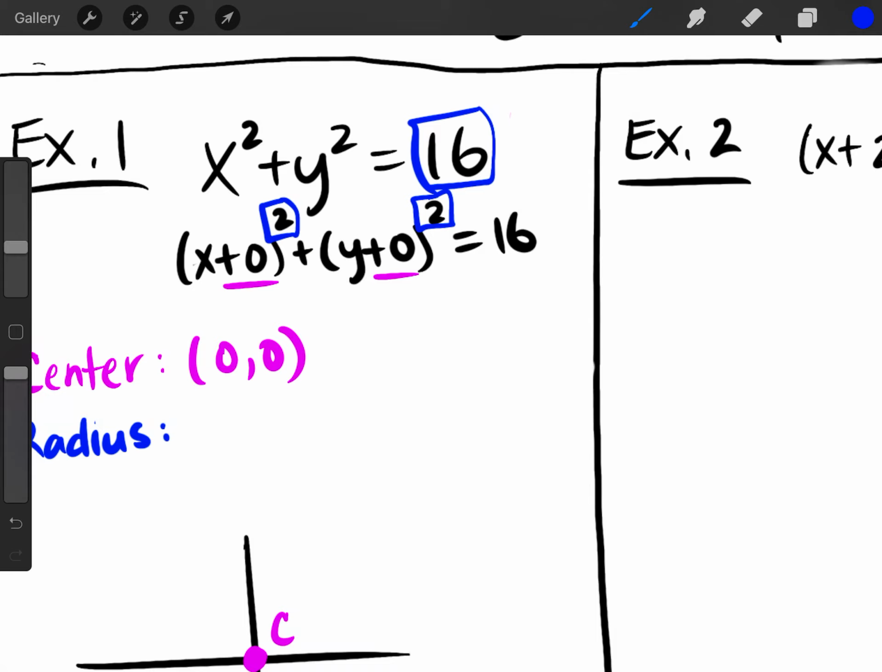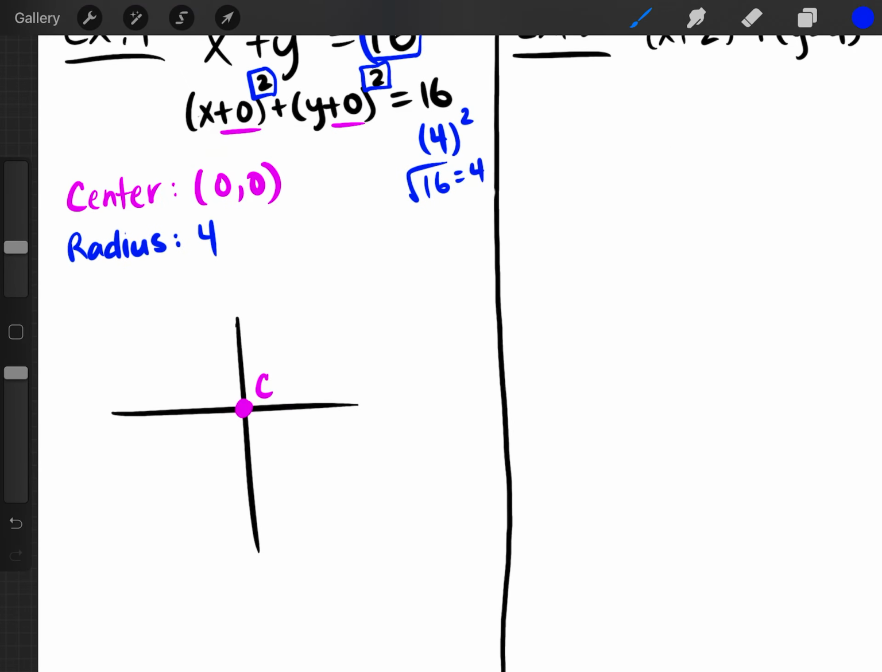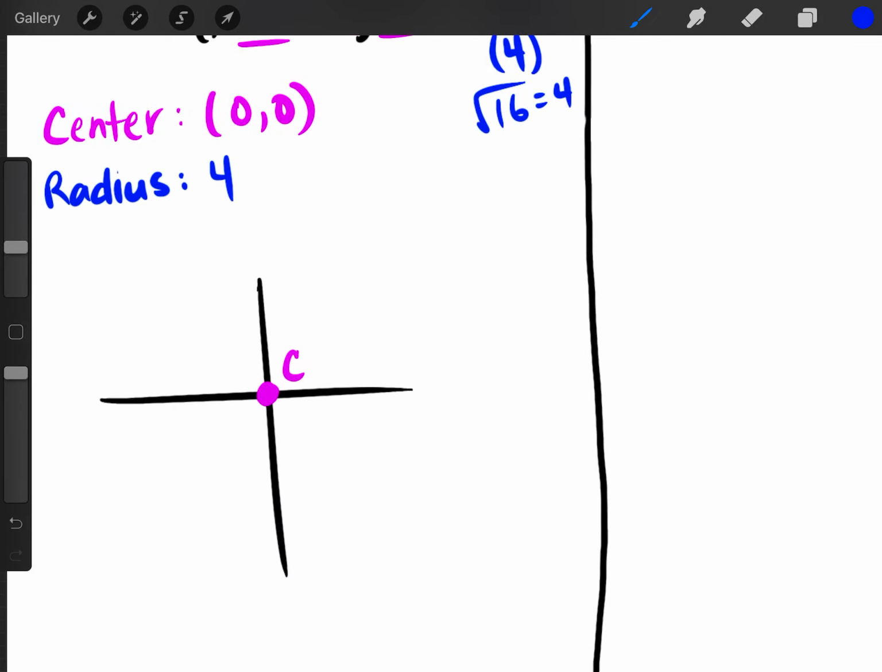We have x plus 0 squared, y plus 0 squared, which means we can write this 16 as something squared, right? Following that pattern. What we know is that 4 to the second power is 16, telling us that that radius has to be 4. The other way that we could look at it is we can just take that 16 and do the square root of it. That also gives us 4, telling us that the radius of our circle is 4.